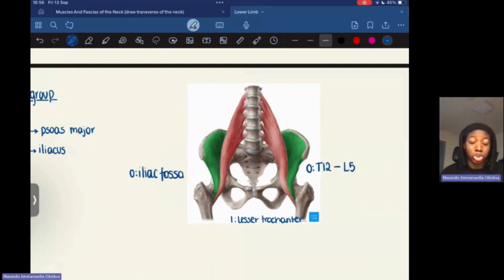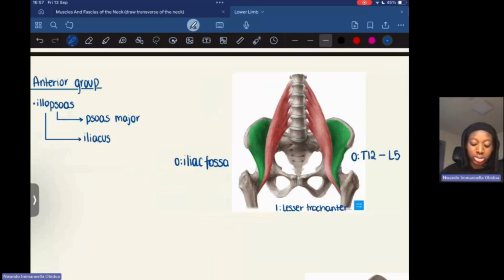You can also find a psoas minor, which is a variant amongst different people, so not everyone has one. Which originates from T12 to L1 and then inserts on the iliopubic ramus. The psoas major is innervated directly from the lumbar plexus, and the iliacus is innervated by the femoral nerve. And these muscles function in flexion of the hip.